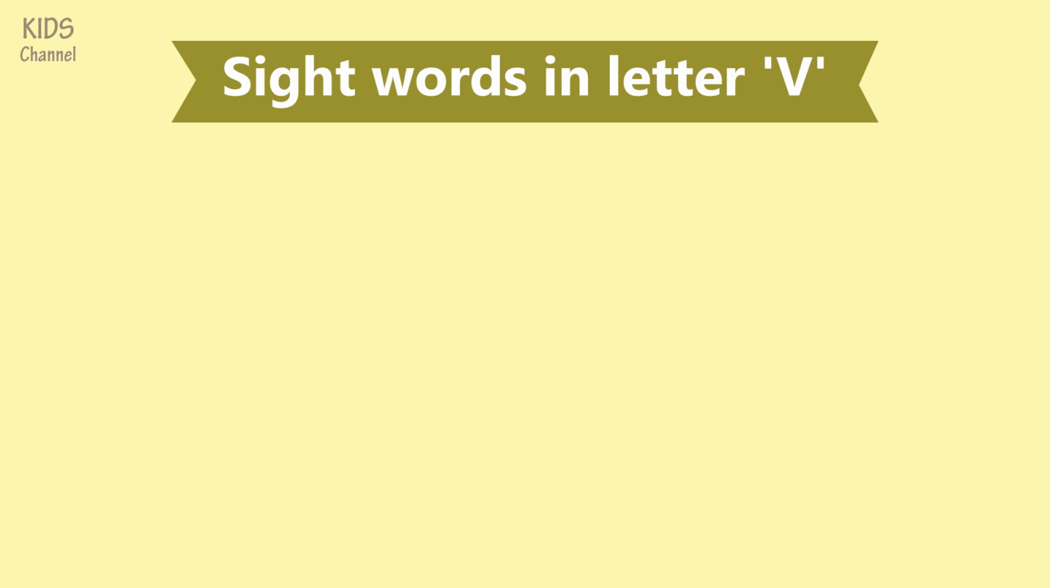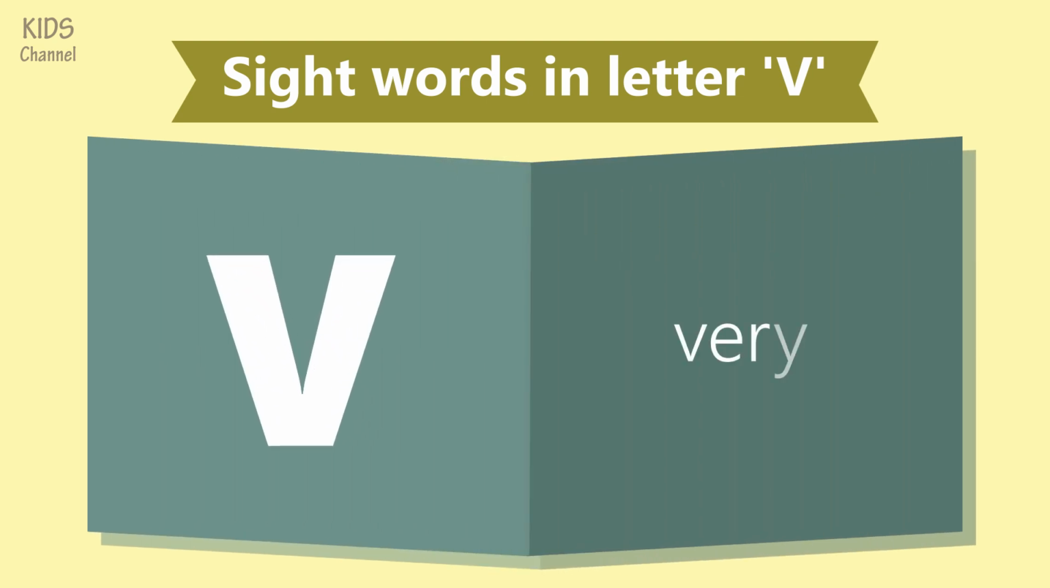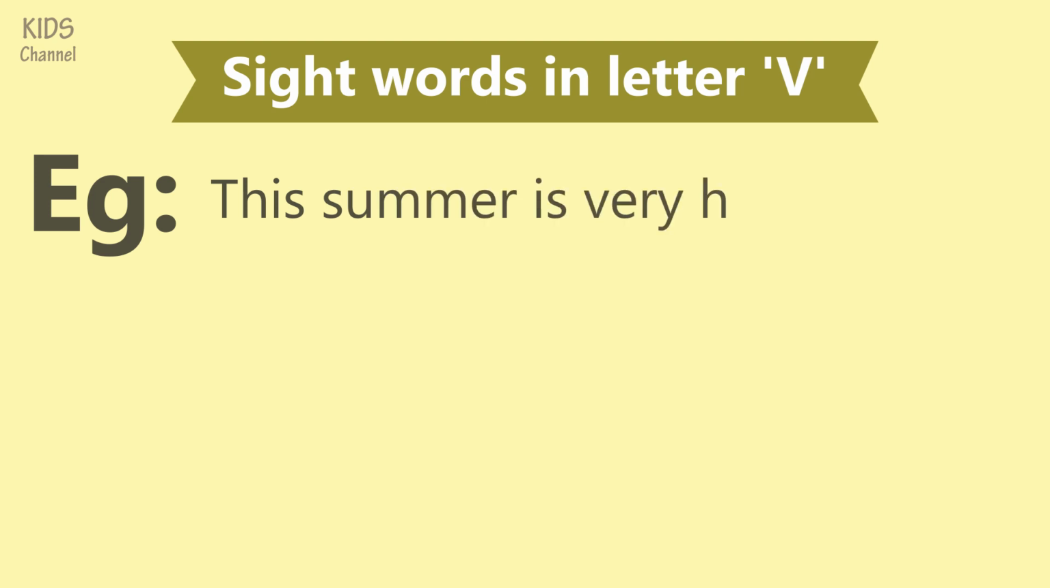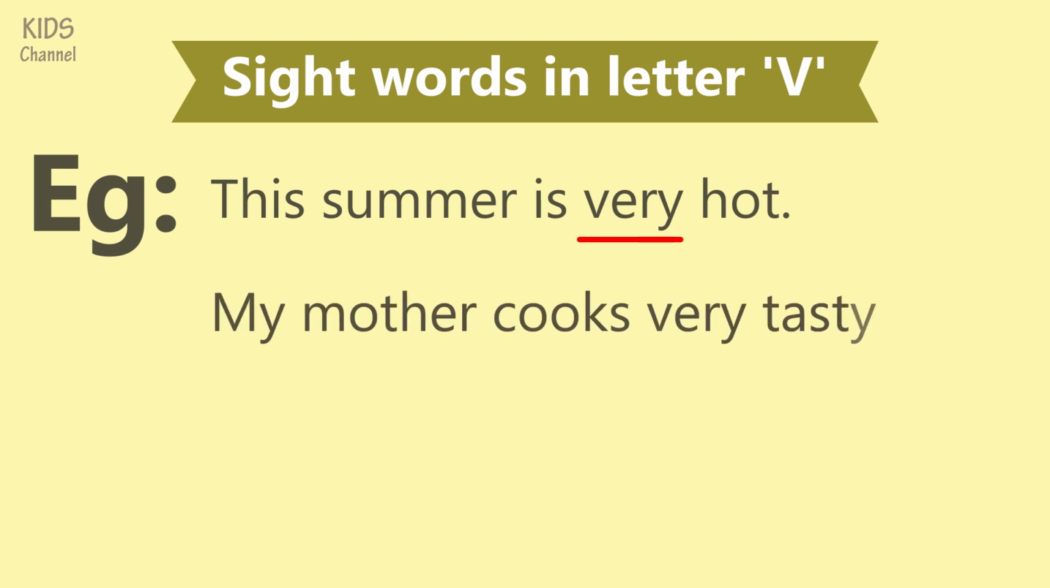Sight word in letter V. Very. With few examples, we'll identify the sight word in letter V. Example 1. This summer is very hot. Here, very is a sight word in letter V. Example 2. My mother cooks very tasty meals. Here, very is a sight word in letter V. From the above examples, very is a sight word that you can identify from the letter V.